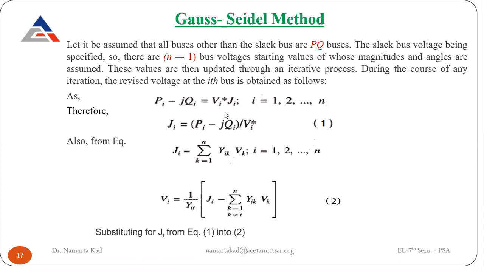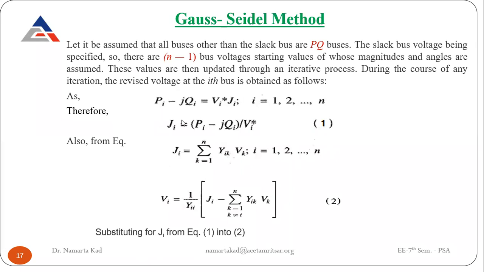Like if we assume that the starting value for other buses is 1, angle 20 degree. And after each iteration, it is improved to 5, to 10, to 20, and so on. So during the course of any iteration, the revised voltage at the ith bus is obtained as follows. And how is the voltage revised?